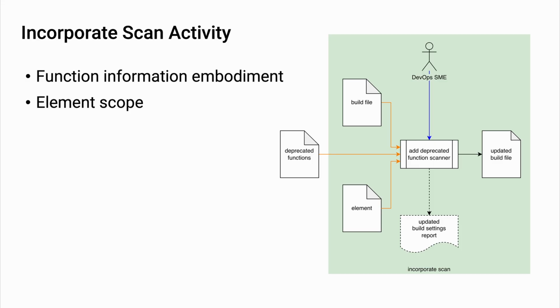Second, when updating the build file, you're going to do so based on a particular element, not globally. This avoids excessive scanning in areas which are not of interest. Third, as with all build process changes, it's important to consider the impact that the addition of the deprecated function scanning has on the build process itself. Although it's not anticipated that the scan is going to be time and resource intensive, at scale, it may well be. And so it's important to pre-flight the scan to determine what impact it has and adjust the build timings accordingly.